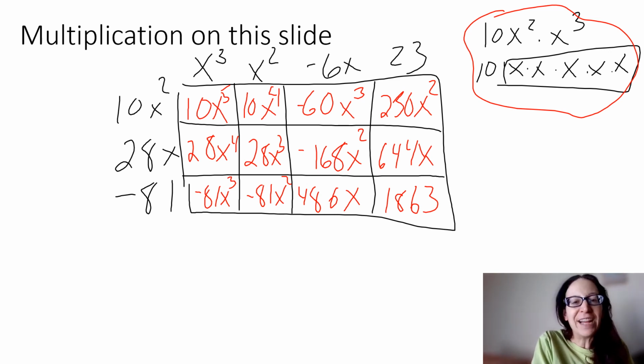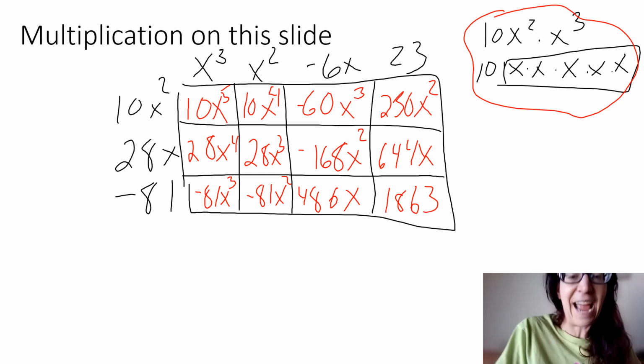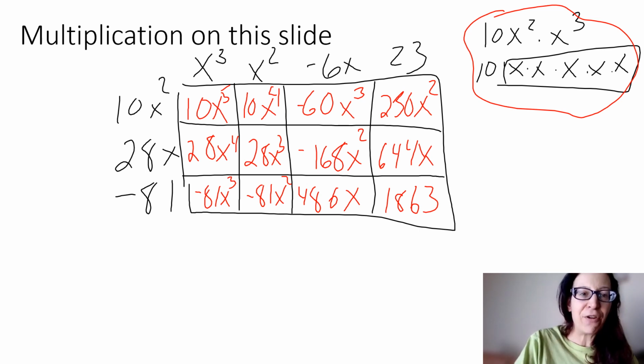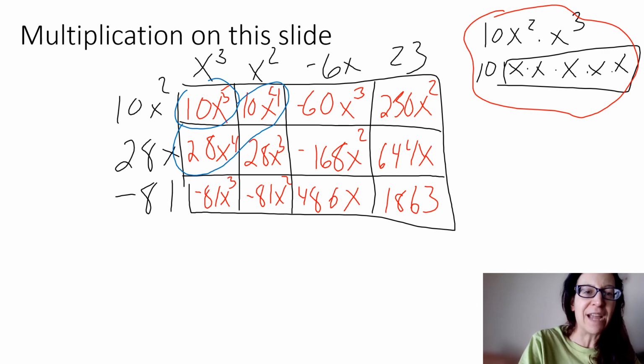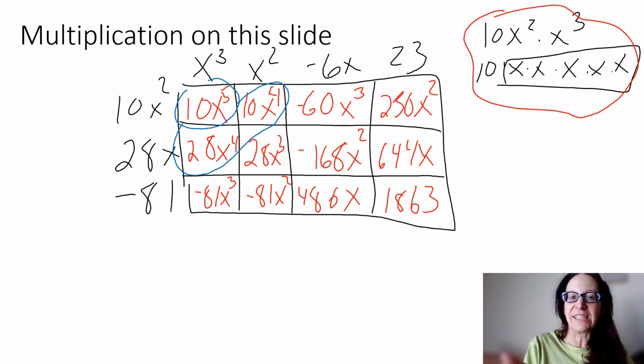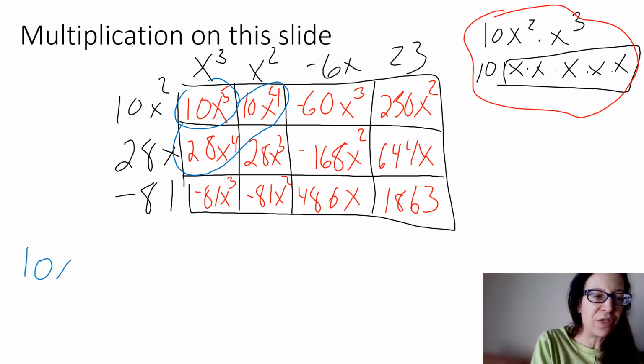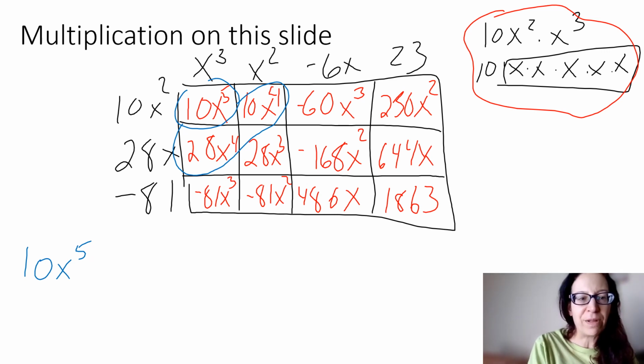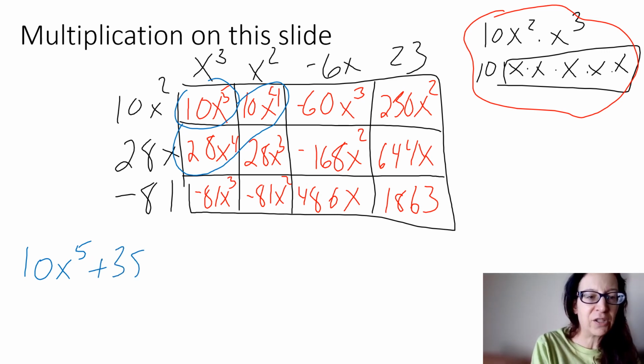Now, to get the final answer, we do need to add all of this up, and as advertised with the area model, your like terms are going to be on those diagonals as long as we haven't skipped any terms in the original problem. So we have the 10x to the 5th, that's our Lone Ranger. Then 28x to the 4th plus 10x to the 4th, so that's 38x to the 4th.